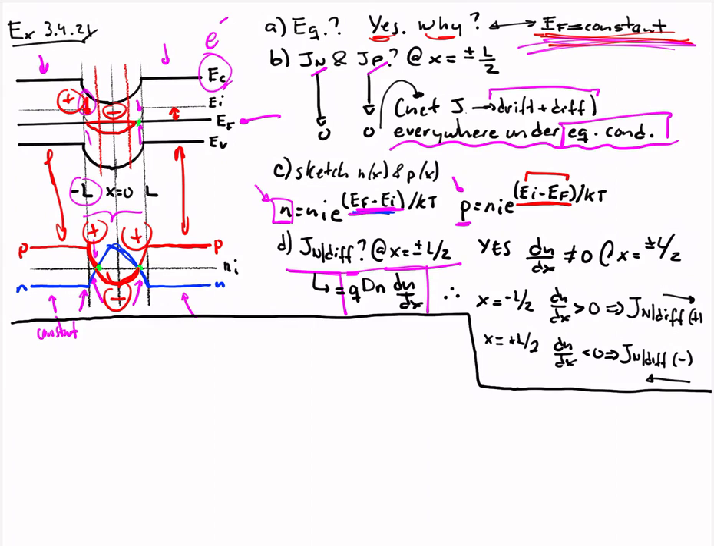Q times D_N, which is the diffusion coefficient, remember that please, and the derivative dN/dx. dN/dx, let me remind you, I'm going to circle it. dN/dx is this blue plot. Well, that's n. So the derivative of n with regard to x will be the derivative of this plot. I need to differentiate the blue curve. So is there a diffusion current? Yes, there is. Why? Because the derivative of that blue curve is not zero.